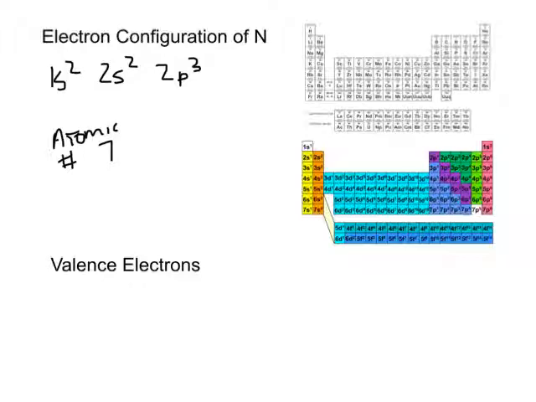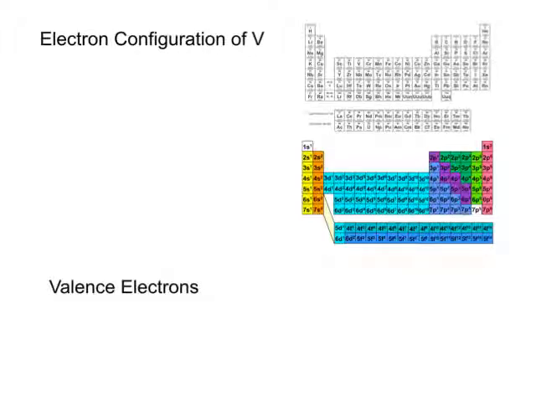Now let's look at the valence electrons. Nitrogen has 2 shells, the first shell and the second shell, but be careful that the second shell does have 2 parts, an S part and a P part. So it's the electrons in both of these parts of the second shell that are going to be my valence electrons. So the valence electrons are the 2s2 and the 2p3. So these guys comprise my valence electrons. So it has 5.